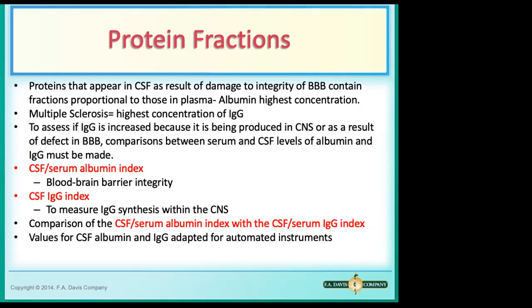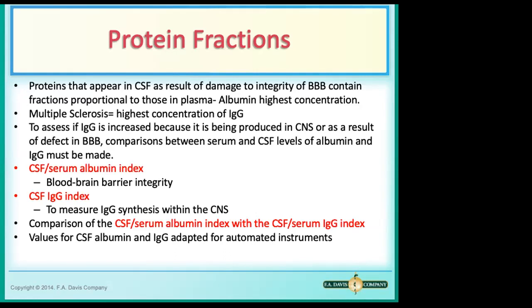So for example, a patient with multiple sclerosis will show the highest concentration of IgG. We now have to look at the proteins that appear in the CSF and be able to tell the difference between what's happening in the CSF and what's happening in the plasma. Okay, so albumin is in the highest concentration. People that have multiple sclerosis can have the highest concentration of IgGs.